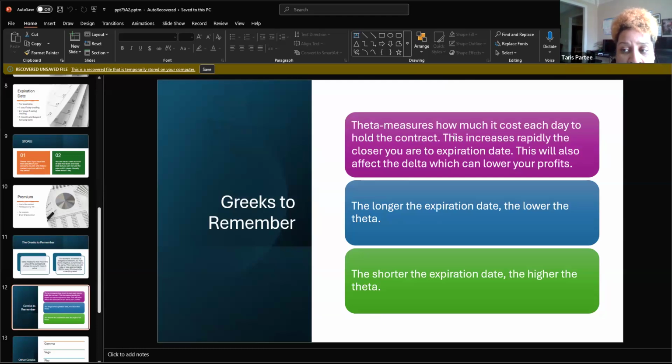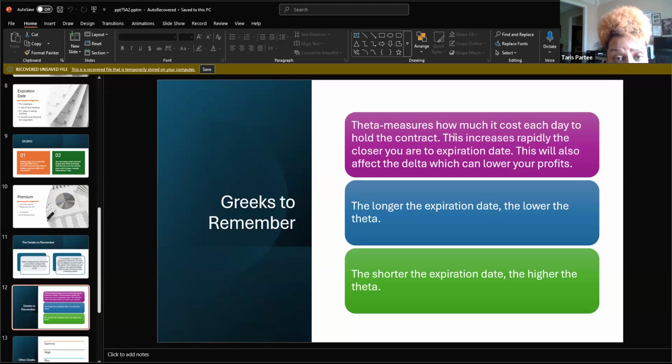Theta measures how much it costs for you to be in that contract every day. So you think about, if you get a daily contract, a contract that expires on the day, you need that price to move and move pretty fast, because if it doesn't, that theta is going to ramp up really fast and it's going to eat your contract up, and your contract is going to be worthless if the price doesn't hurry up and make a move. This is why when you're getting those 1-day contracts or 0 days to expiration, you want to get a stock that's moving.